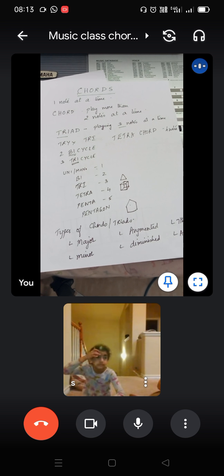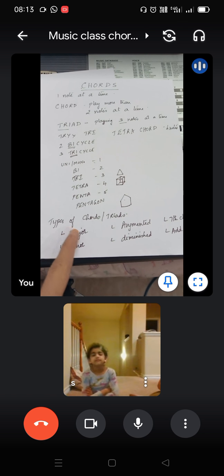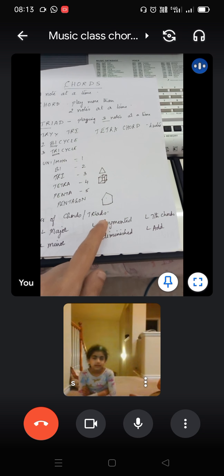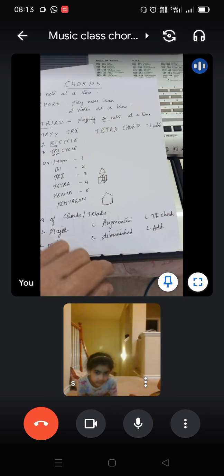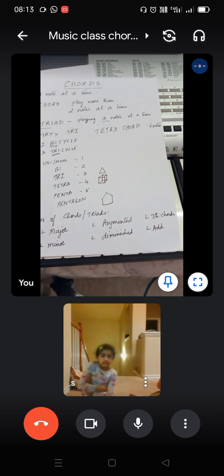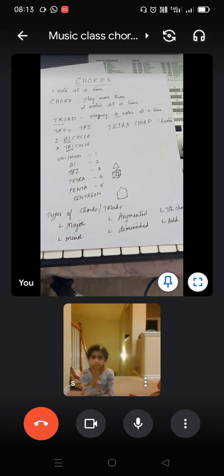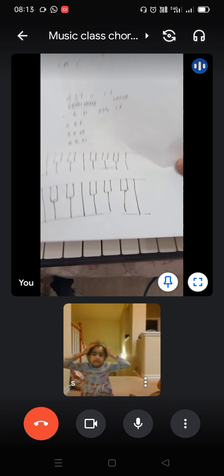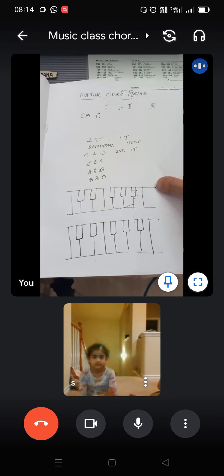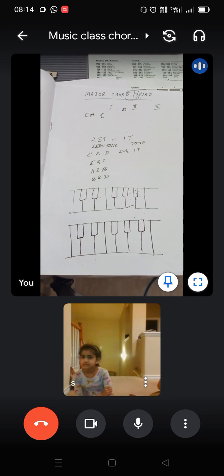All right. So now we'll come to the types of chords. You have a major chord, a minor chord, and something called augmented, diminished. So there are various types of chords, and the types depend upon the types of notes we play in those chords. Today we will just go into the major chord, or the major triad. Both these words are used interchangeably.